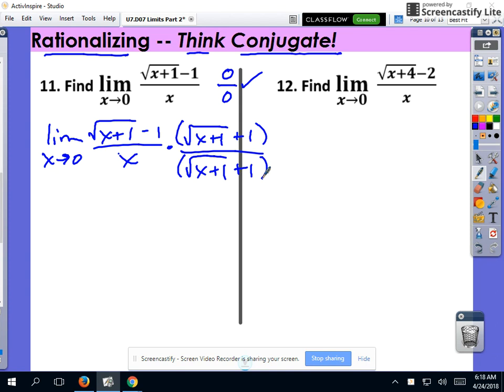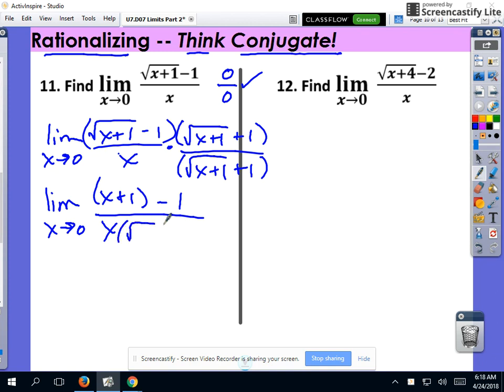And then if I multiply that through, FOIL a little bit, as x approaches 0, this would become x plus 1. Square roots and square roots, if they're the same thing, the square roots go away. This times that is root x plus 1, and then this is minus root x plus 1, so that goes away. That's nice. Minus 1. So that simplified a lot in the numerator.